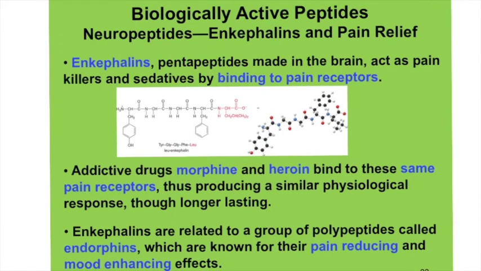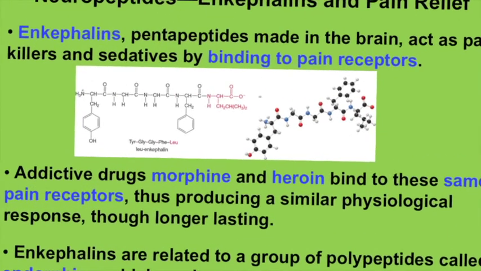Okay, so some examples of biologically active peptides are enkephalins. So enkephalins are pentapeptides, so they're proteins made up of 5 amino acids. They are made in the brain and they act as painkillers and sedatives. And the way they work is they bind to pain receptors.